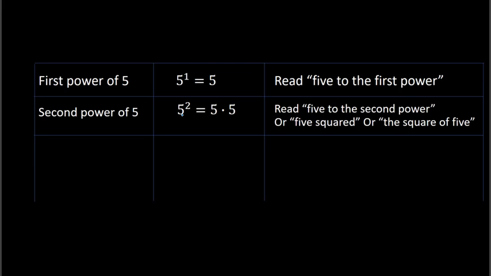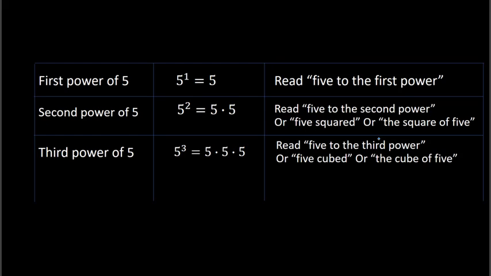Alright, if you have third power of 5, that means you have 5 with a 3 above it, and that means you're multiplying 3 5s together. So you have 5 times 5 times 5, which would be 125. So in English, you can read this as 5 to the third power, or a special name we give to this as well with the 3 would be 5 cubed, or the cube of 5. And then this can continue.